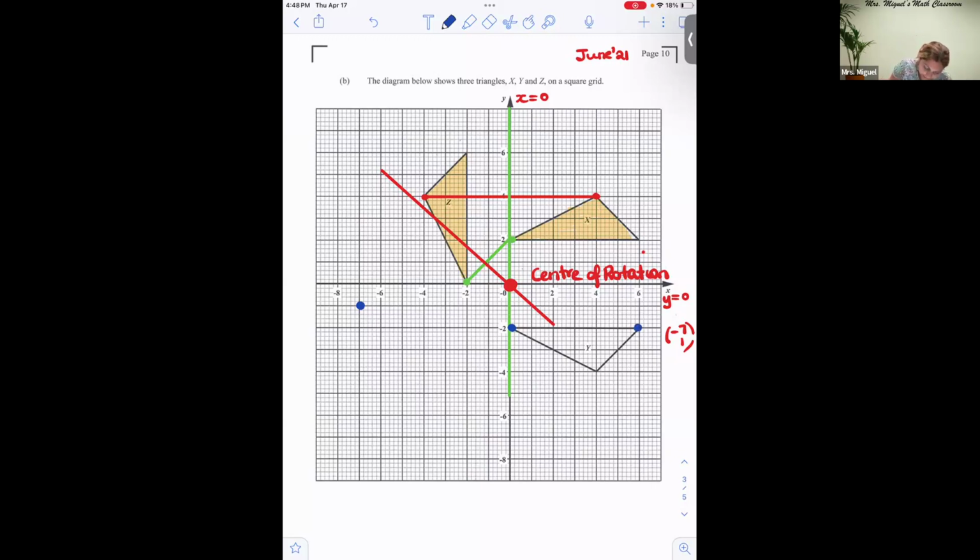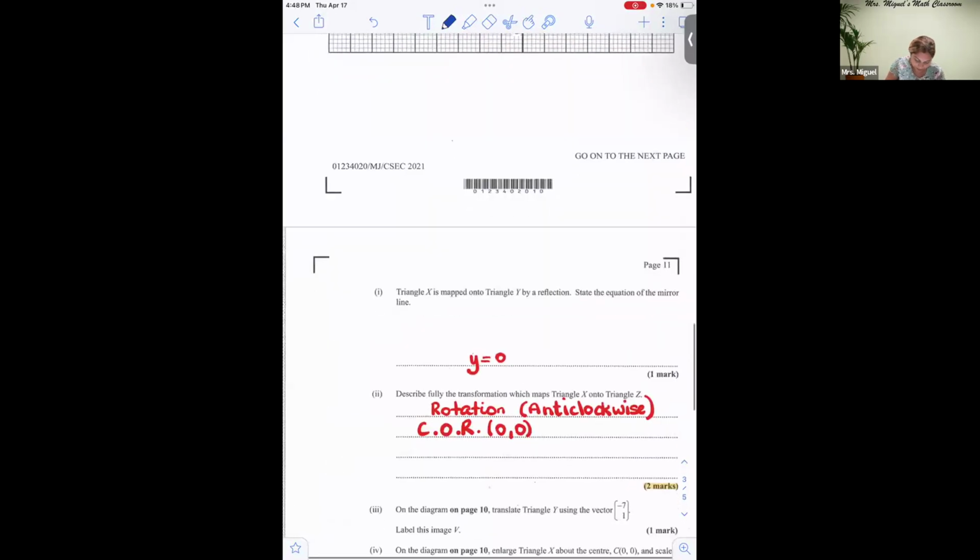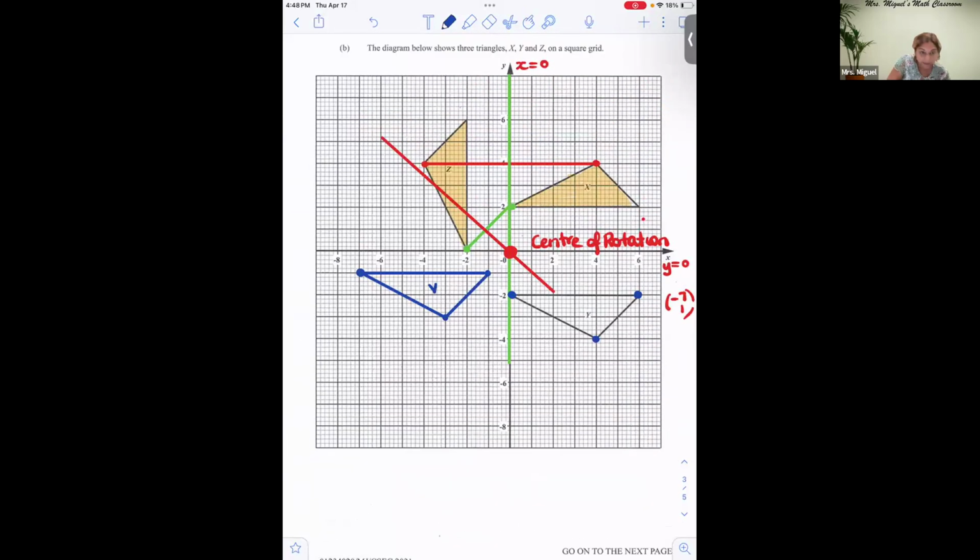We'll do the next point. -7, 1: 1, 2, 3, 4, 5, 6, 7, 1 up. And I have 1 point again because it is a triangle. 1, 2, 3, 4, 5, 6, 7, 1. So this is my point, and this is how the triangle is supposed to look. And this is represented by image V, right? So I have one part again to do. So I'll give you a couple minutes just to finish on that. And I want to show you how to do the enlargement.